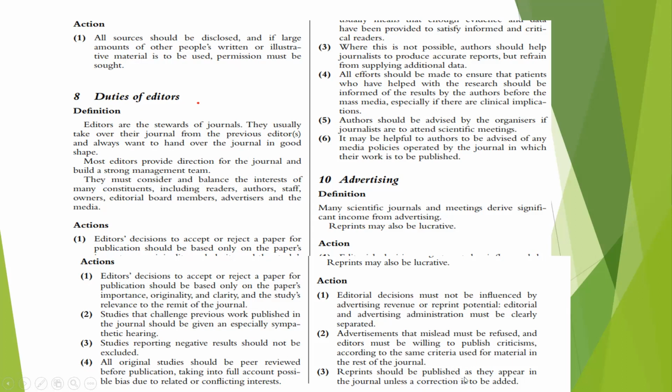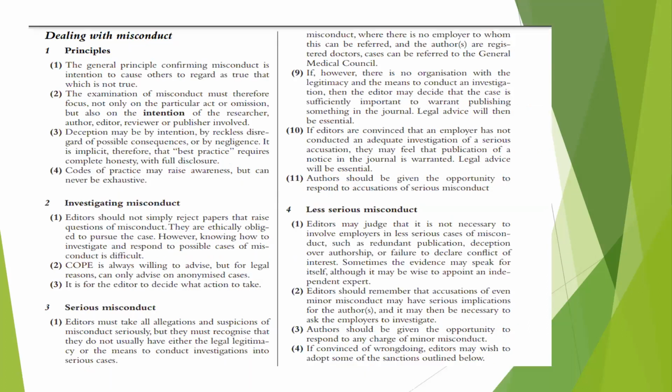Reprints should be published as they appear in the journal unless a correction is to be added. A reprint is when your paper is getting published, a few copies of that particular paper are given to the authors. So that is called a reprint.